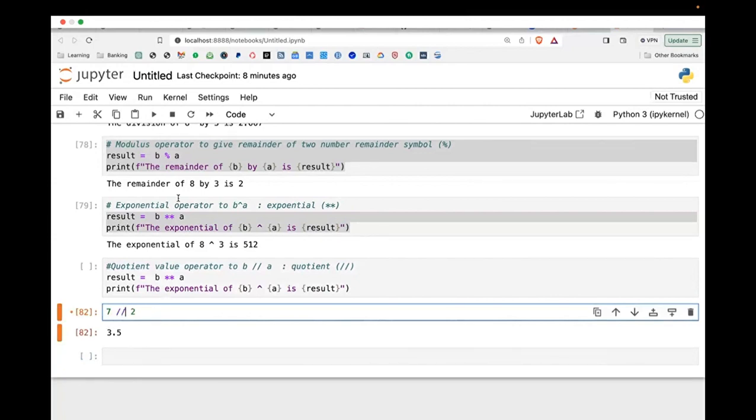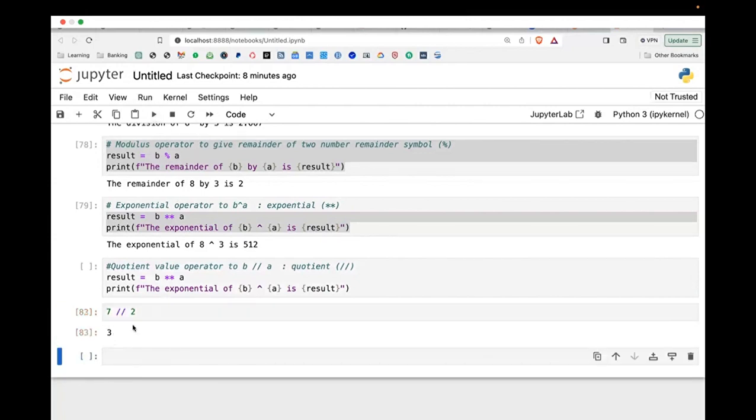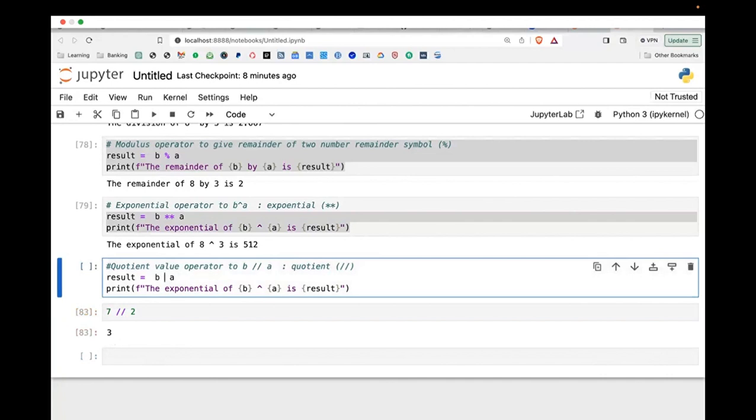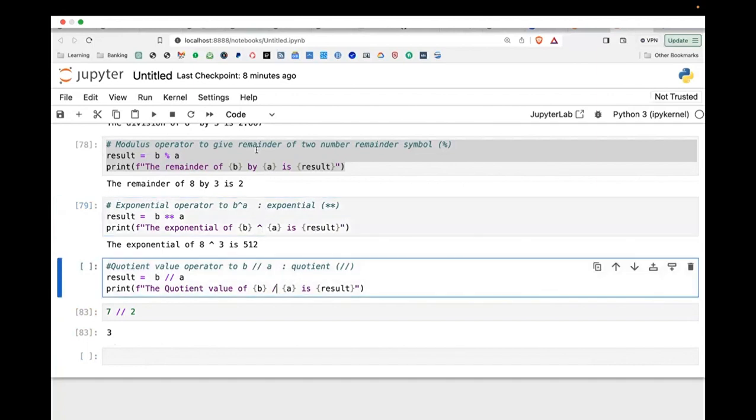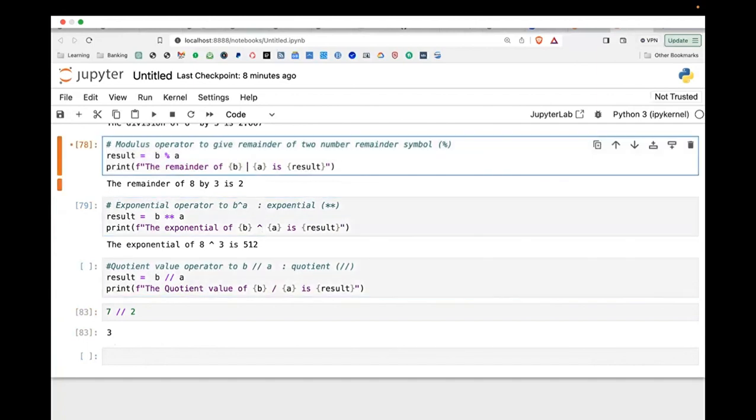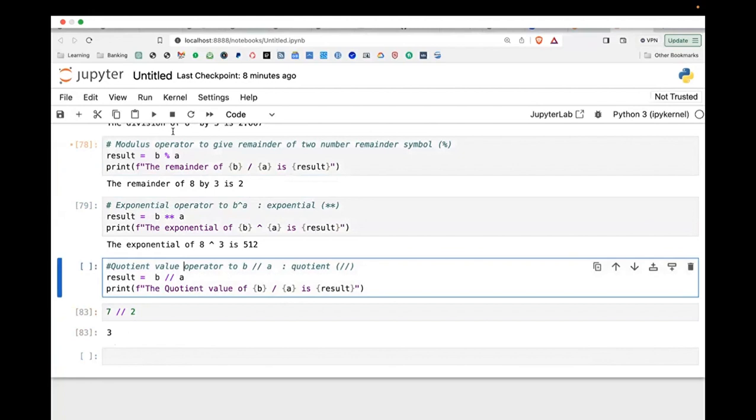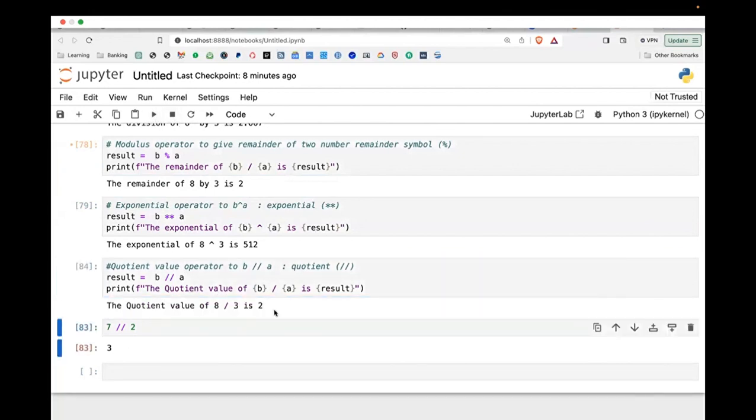So this will give you the quotient operator. Okay, so this is the quotient operator. You can see I am just getting the quotient value of 2 divided by this. Okay. So you can see this is your answer. You are dividing 8 by 3.